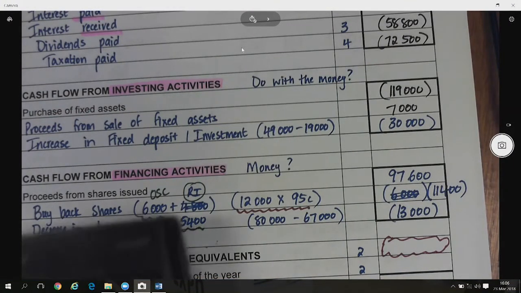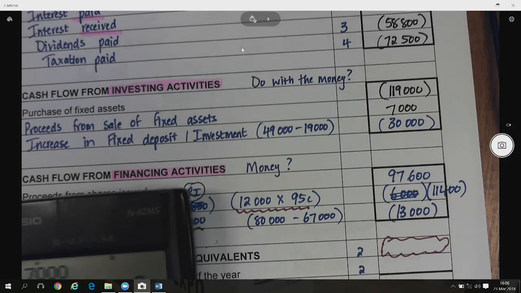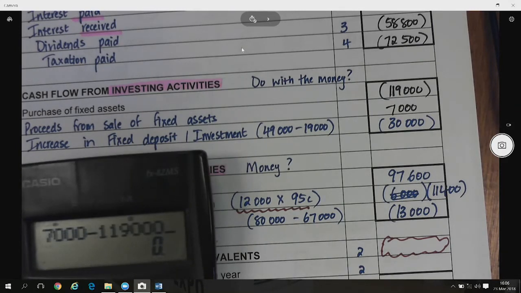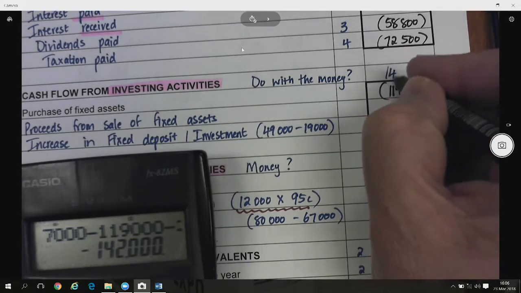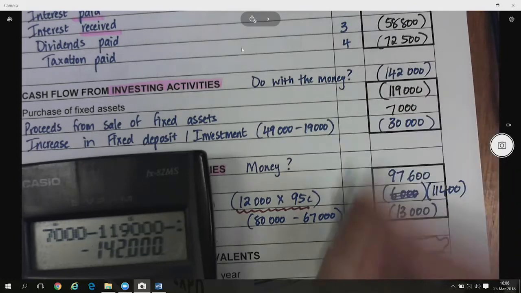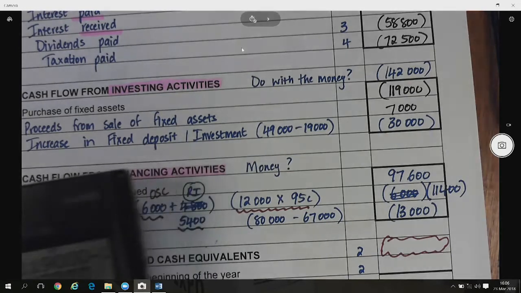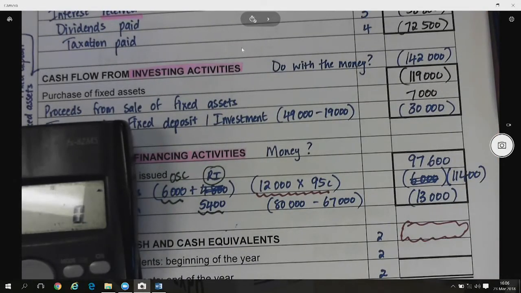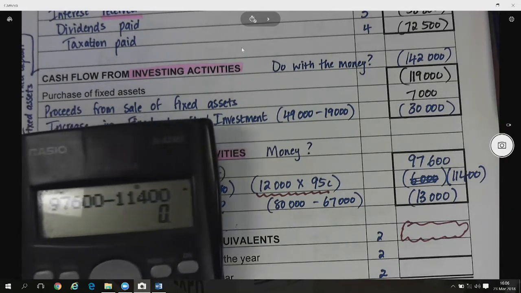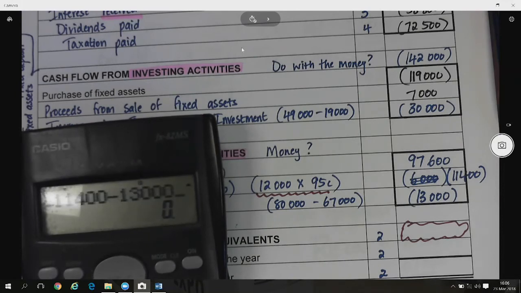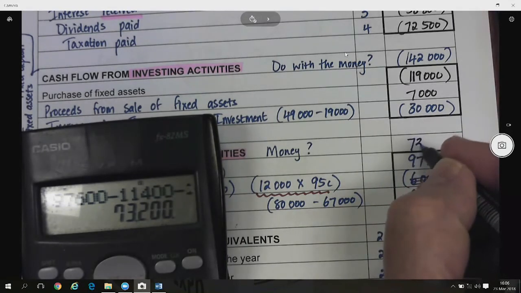What do we do with the money? 7,000 Rand coming in, 119,000 going out for new fixed assets, and 30,000 that we put more money on a fixed deposit. That gives us 142,000. Where did the money come from? 97,600 from shares issued, 11,400 from buyback shares, and 13,000 we paid back on our loan. That gives us 73,200.